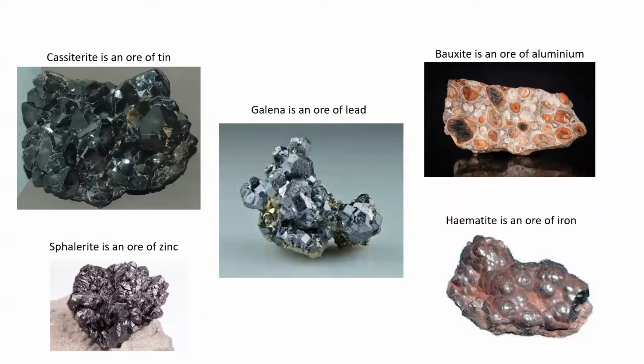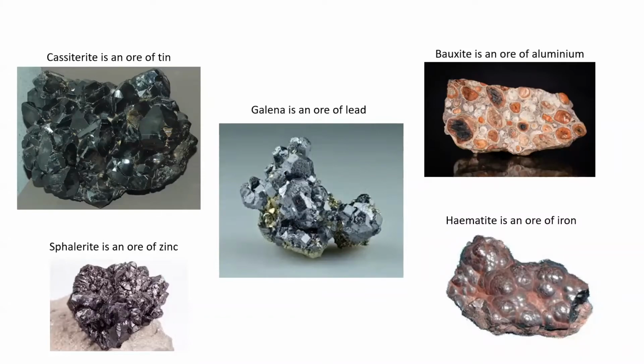Here are some in detail. Cassiterite, they're all quite pretty in their own way, aren't they, rocks? Cassiterite is an ore of tin. Sphalerite is an ore of zinc. Galena is an ore of lead. Bauxite is an ore of aluminium. And hematite is an ore of iron. If you look at that word hematite, or haem at the beginning, you may recognise it from haemoglobin. Our blood has iron in it, and haem, H-A-E-M, means iron. So it shares a common prefix.